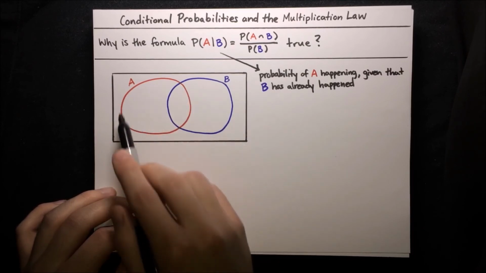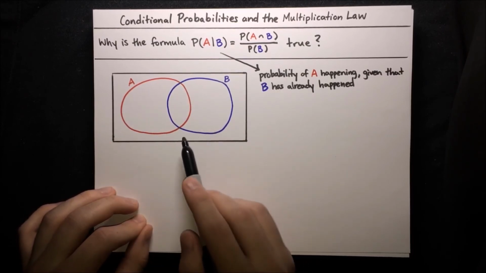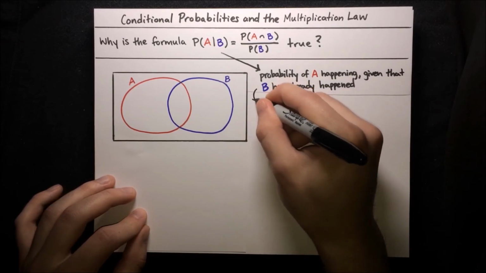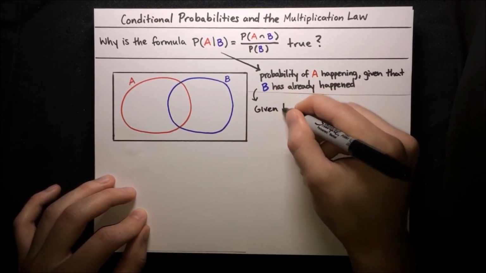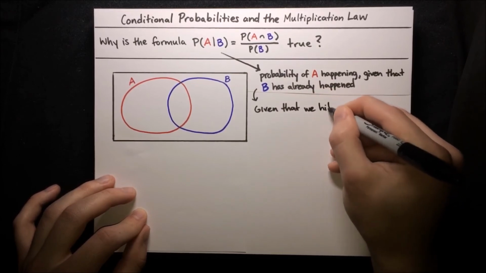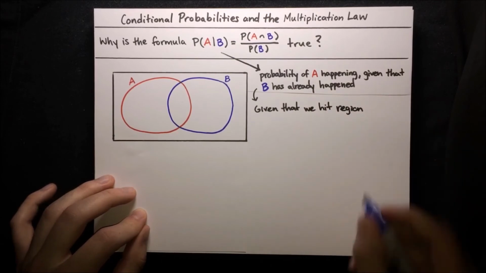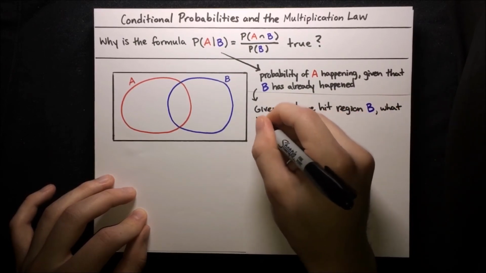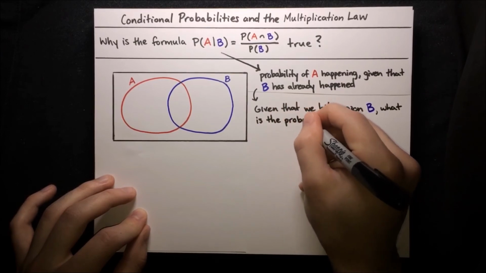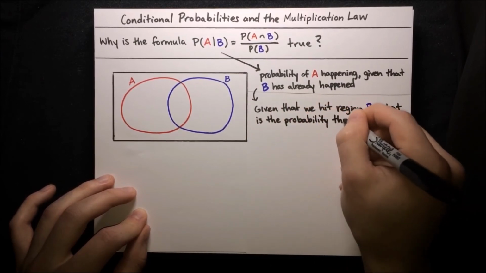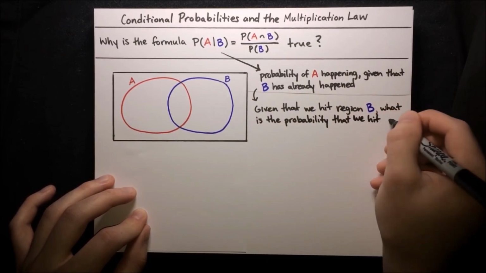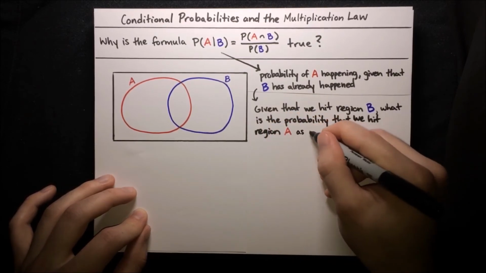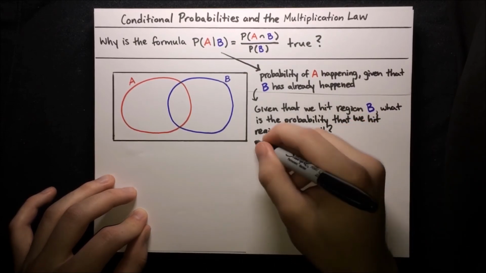Now think of this Venn diagram here with the events A and B as circles. Think of that as a dartboard. And imagine that we're throwing darts at this dartboard. So the question that we really need to ask is, given that we hit region B with our dart, what is the probability that we hit region A as well?